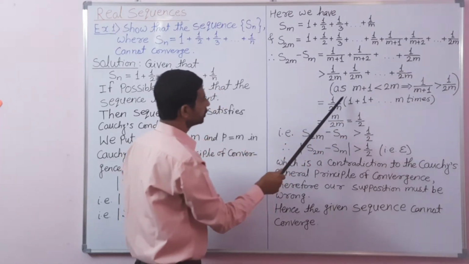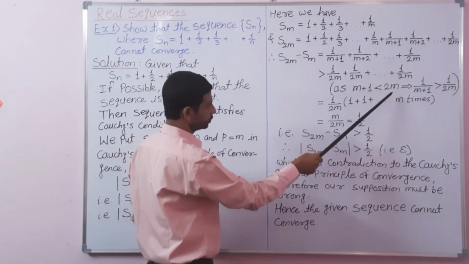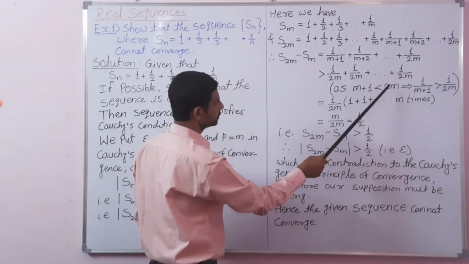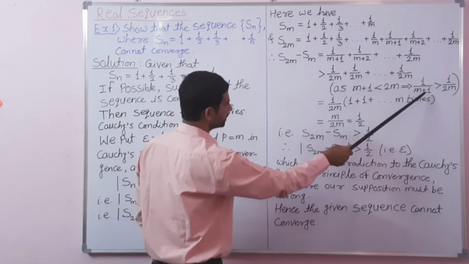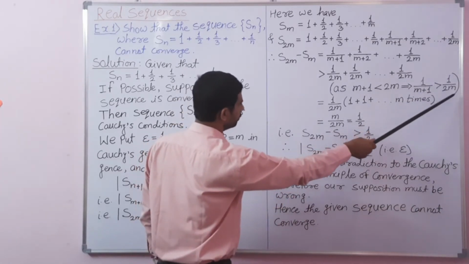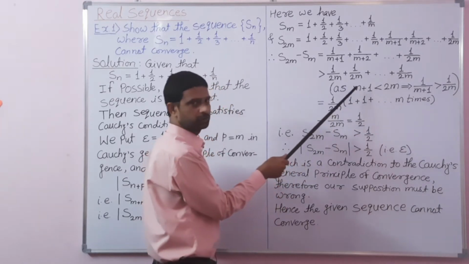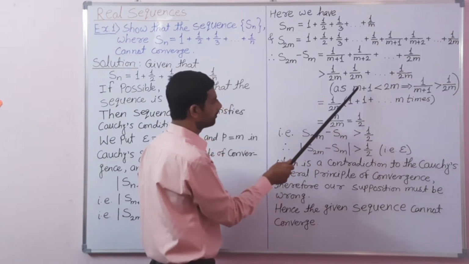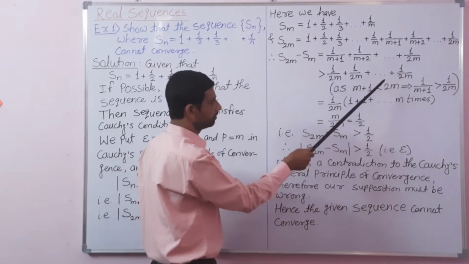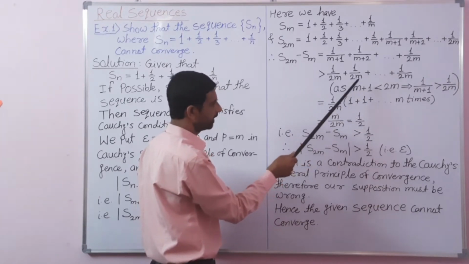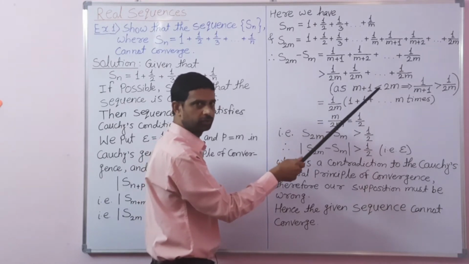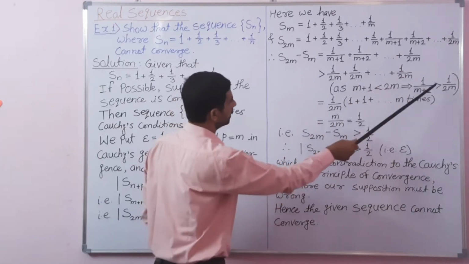Now, as we know that m plus 1 is less than 2m, therefore after taking the reciprocals of both the sides, we will get 1 upon m plus 1 greater than 1 upon 2m. We know that after taking the reciprocals, the relationship will get reversed. As we know that 2 is less than 5, but if we take the reciprocals, then 1 by 2, which is 0.5, is greater than 1 by 5, which is 0.2. So similarly is here.